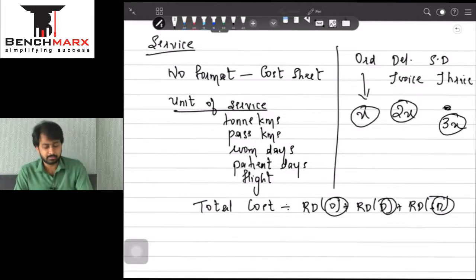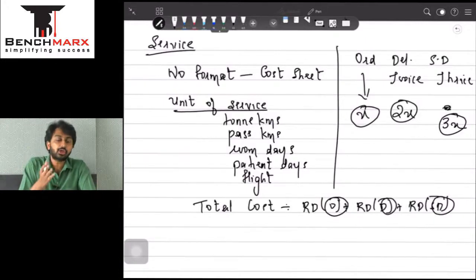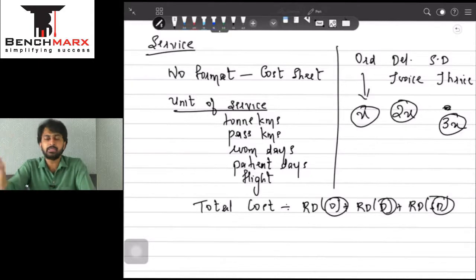That is as good as saying I'm expressing deluxe room in terms of ordinary, I'm expressing super deluxe in terms of ordinary. The revenue coming from one super deluxe room is as good as 3 ordinary rooms. So express 1 in terms of 3 so that we get x. Once we get x, we'll get 2x and we'll get 3x as well. Based on this concept of x, 2x and 3x, for example, we have the next question.